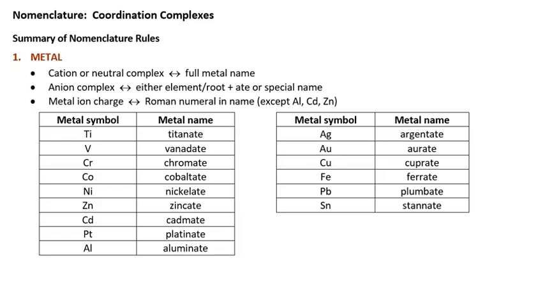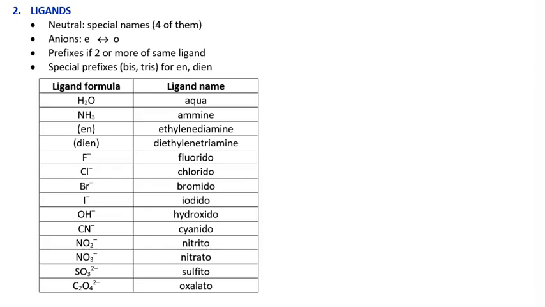In these tables, I've listed the metals that we will see in this class. The first table shows the element or root plus ATE, those metals that follow that, and the second table shows the 6 that have the special names. The other thing is that most of the time we'll be dealing with a Roman numeral. Remember that the Roman numeral in the name of the metal ion is exactly equal to the charge of that ion.